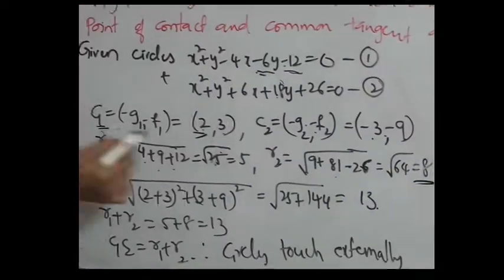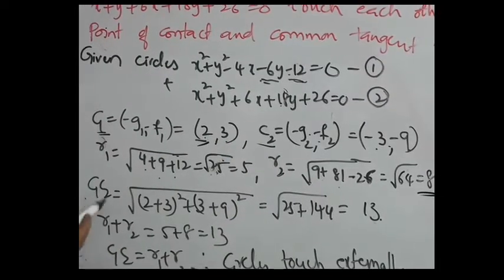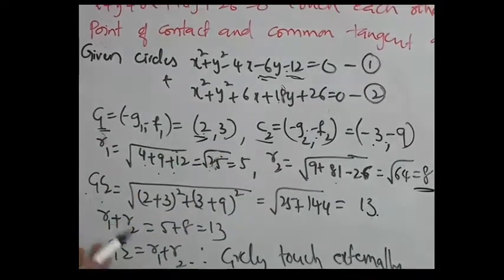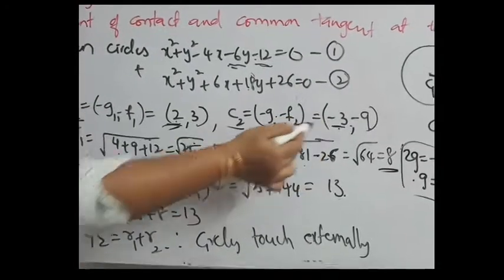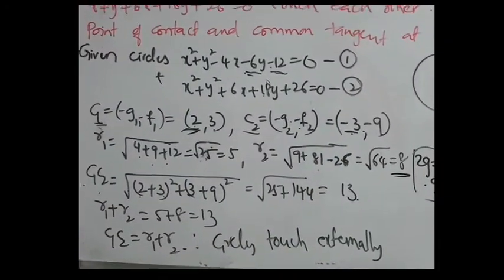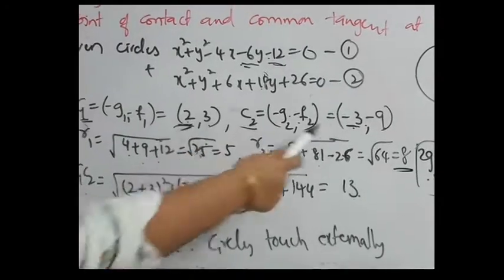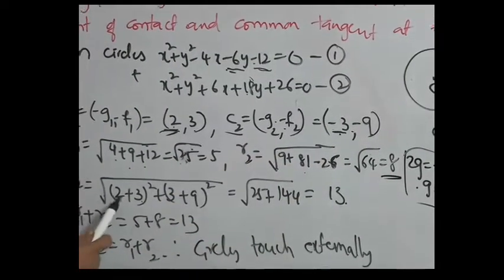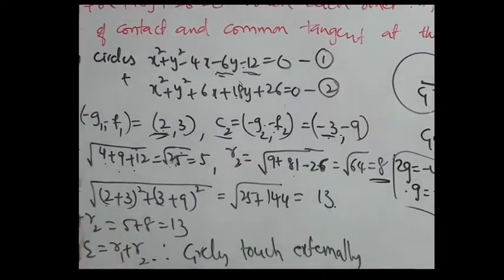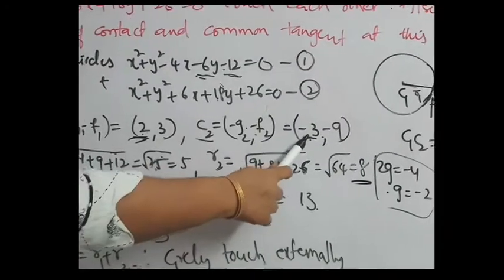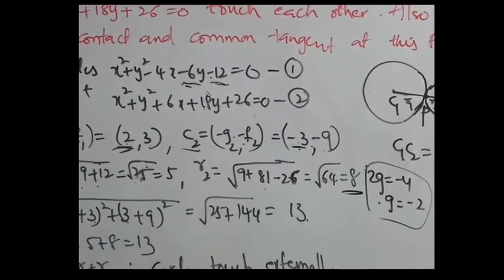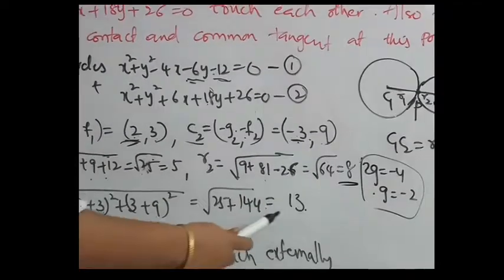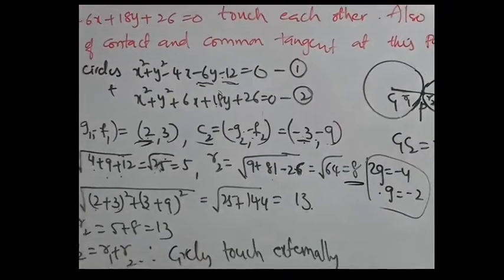Now find the distance from C1 to C2, the distance between two points. What is the formula? Root of x1 minus x2 whole square plus y1 minus y2 whole square. That is x1 minus of minus, plus whole square, plus y1 minus of minus plus 9 whole square. So we'll get 13. Root 169 means 13.